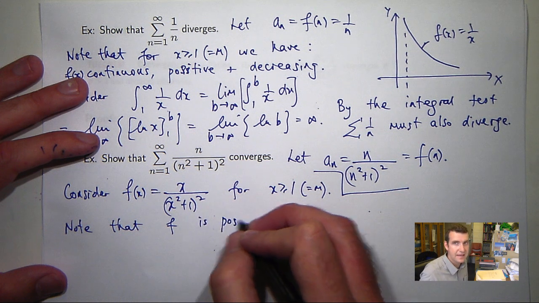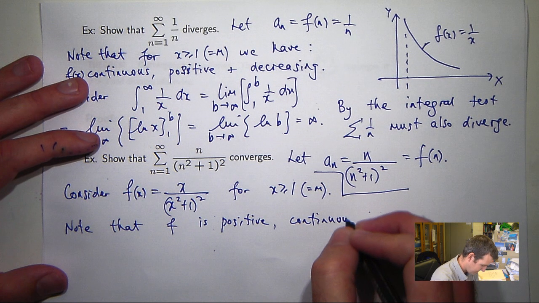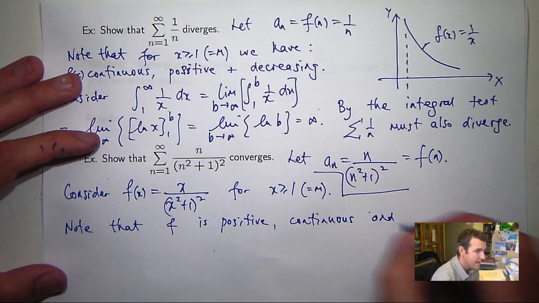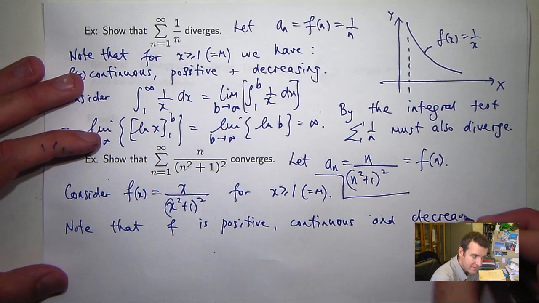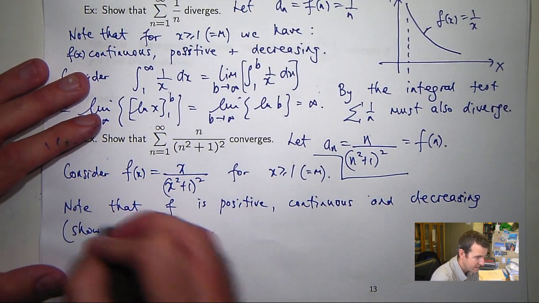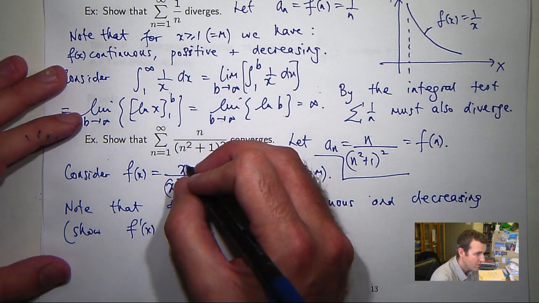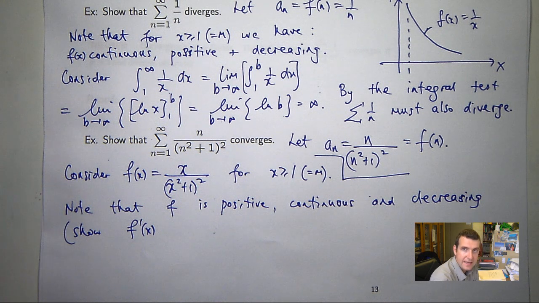So my big M in this case is just 1. Okay, so I'm claiming now that this function f is positive. Well, that's pretty clear to see for x greater than or equal to 1. It's also continuous. That's no problem there because you're just dividing one polynomial into another polynomial, and the denominator has no zeros.